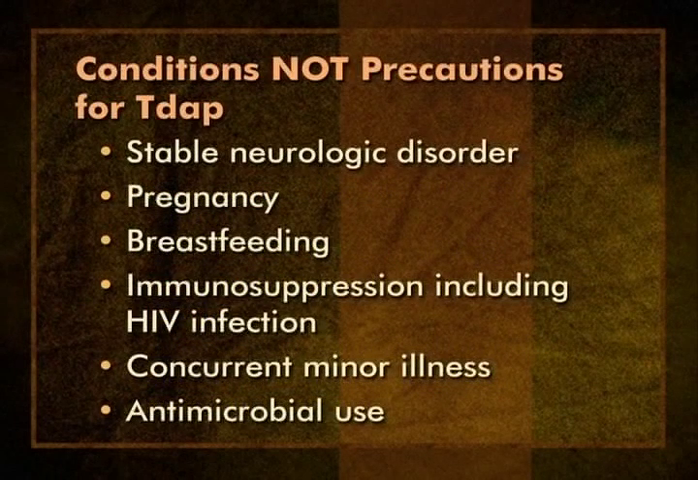Other conditions that are not precautions to Tdap include a stable neurologic disorder, pregnancy, breastfeeding, and immunosuppression, including persons with HIV infection. The immunogenicity of Tdap in persons with immunosuppression has not been studied and could be suboptimal. Finally, concurrent minor illness and antimicrobial use are not precautions to Tdap. Clinicians should be careful to use only valid contraindications and precautions when screening a Tdap candidate. To withhold Tdap for an inappropriate reason could jeopardize not only the person, but his or her close contacts as well.